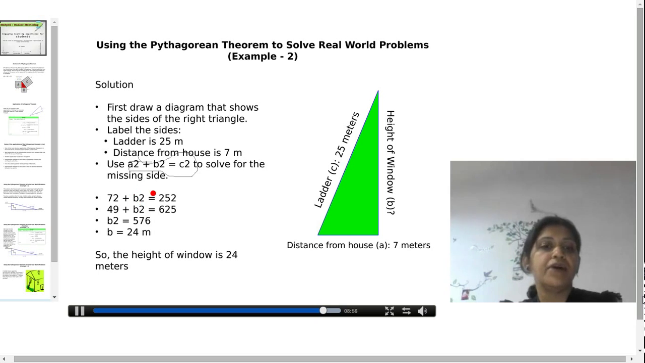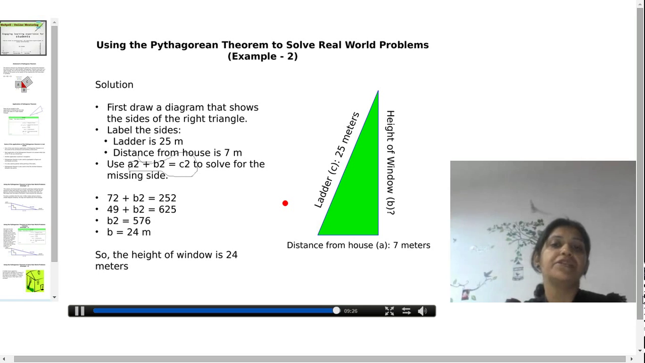b we have to find out, that is the perpendicular, is equal to c square, that is 25 square. So 7 square, that is 49, plus perpendicular square, equals 25 square, that is 625. So b square is equal to 576 and b is equal to 24 meters. So the height of the window is 24 meters, and that's all. We can find out the height of the window from the ground.